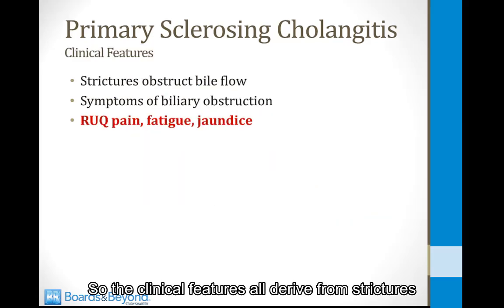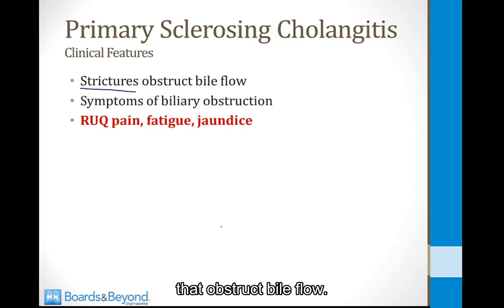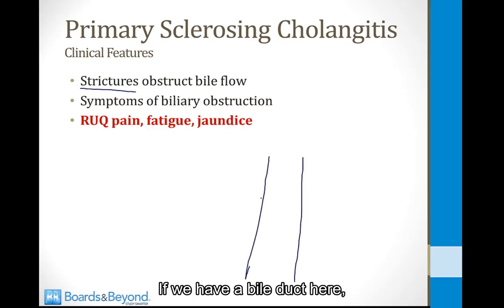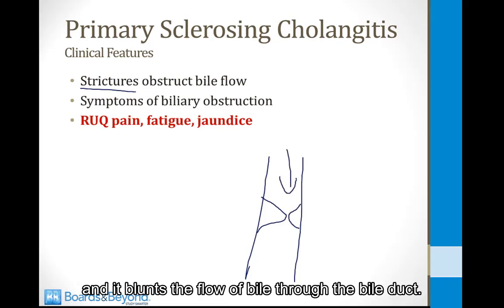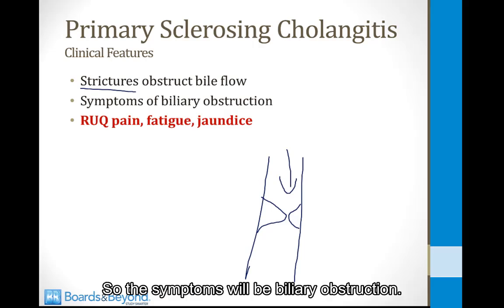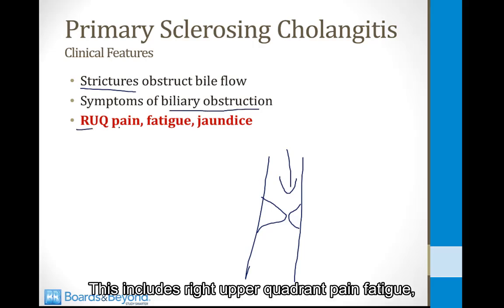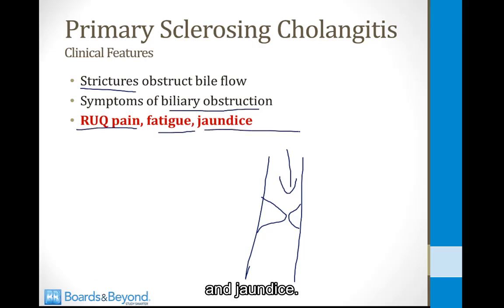So the clinical features all derive from strictures that obstruct bile flow. If we have a bile duct here, inflammation leads to scar tissue that sticks together and it blunts the flow of bile through the bile duct. So the symptoms will be biliary obstruction. This includes right upper quadrant pain, fatigue, and jaundice.